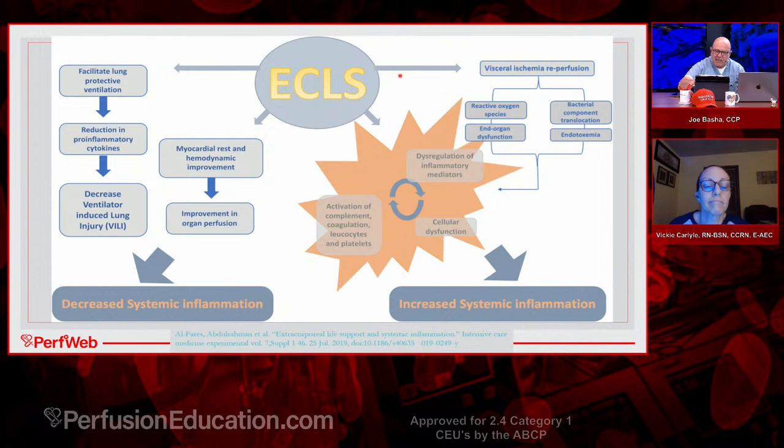Well, what's going on is this. ECLS on its own is deleterious to us, whether it be cardiopulmonary bypass for heart surgery or whether it be ECMO. It doesn't make any difference. ECLS on its own is not good for us. It helps to manage failure of your circulatory system, your heart, or your lungs, or both.